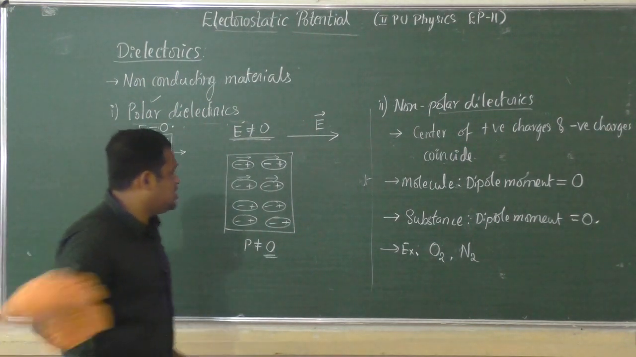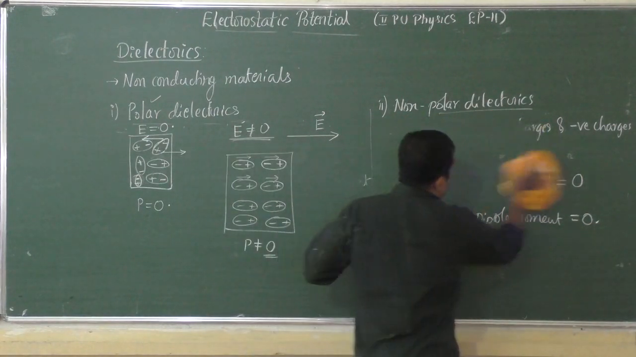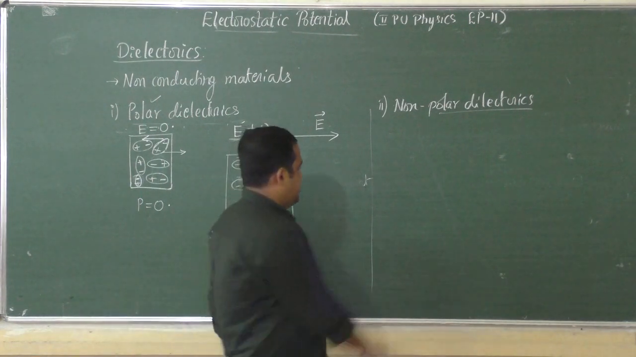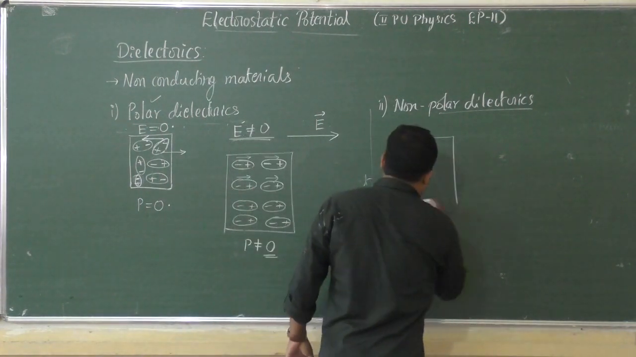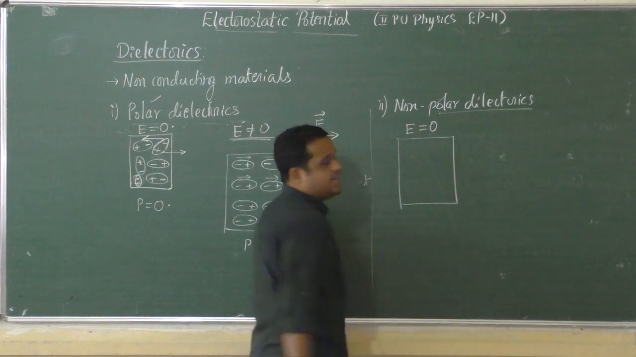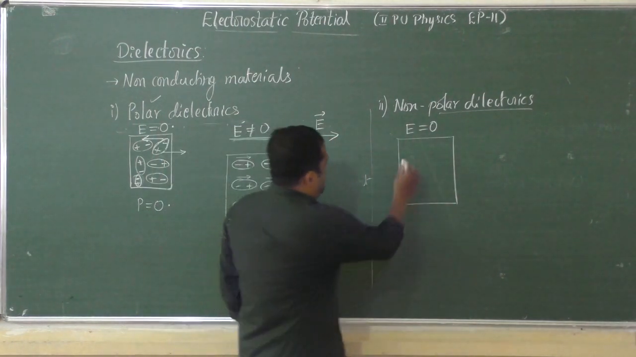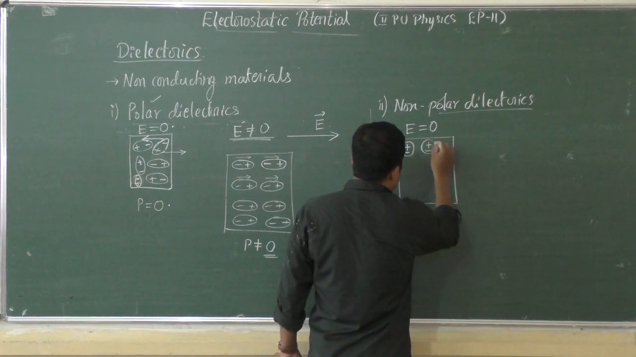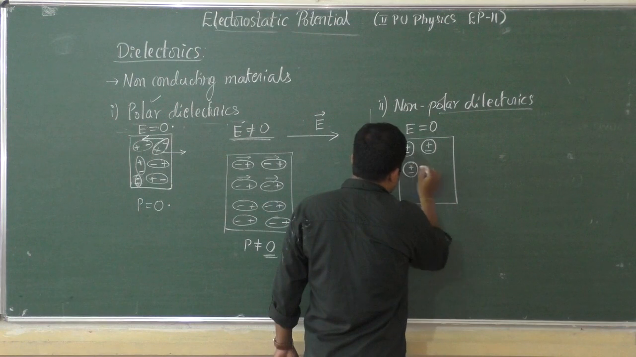Now polarization is possible in the case of non-polar dielectrics also. See, if I represent a non-polar dielectric diagrammatically, in the absence of an external field, when the electric field is not there, the positive and negative centers coincide, plus minus, plus minus.